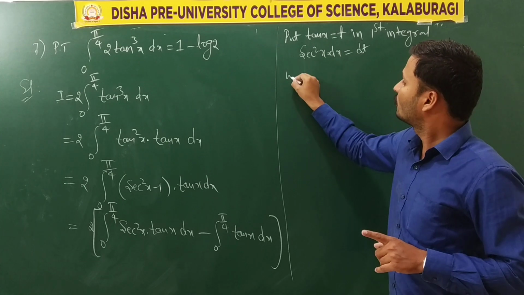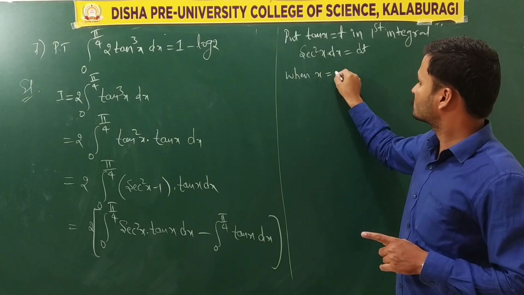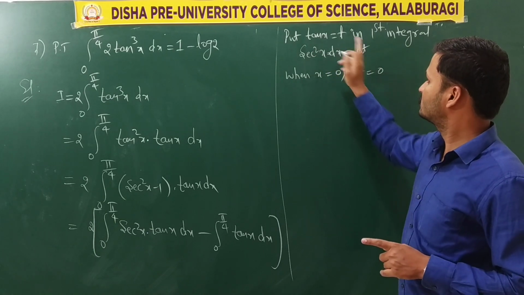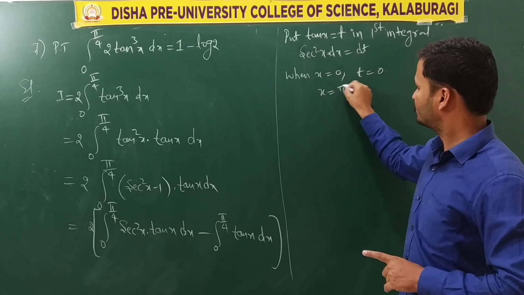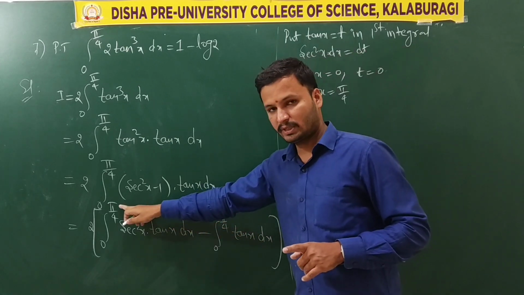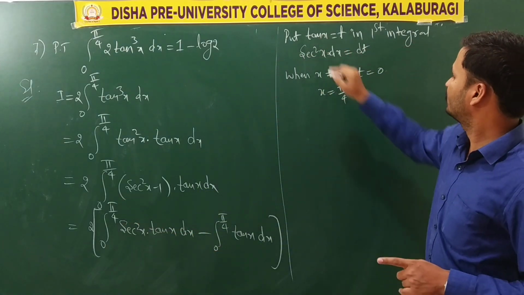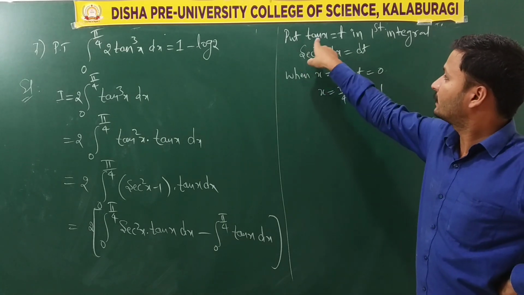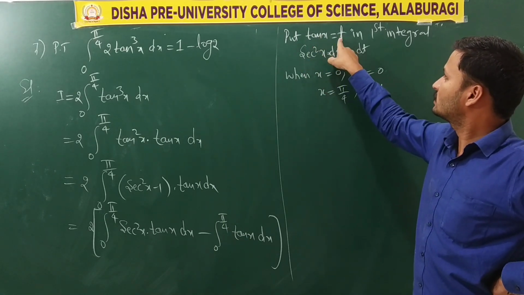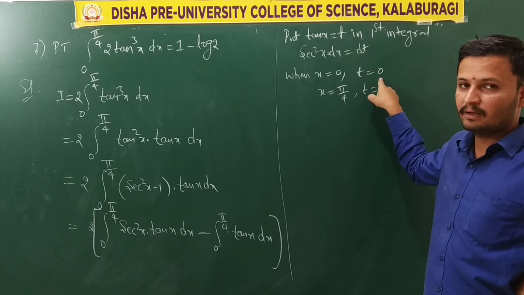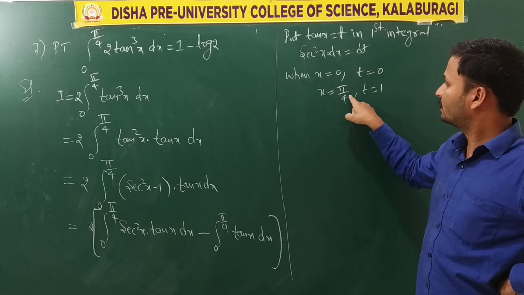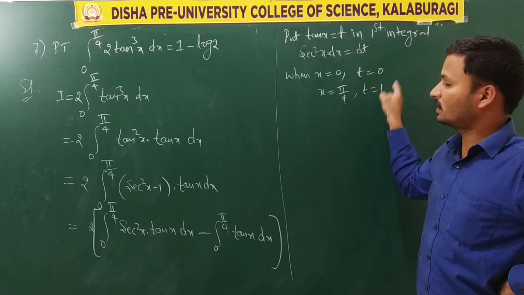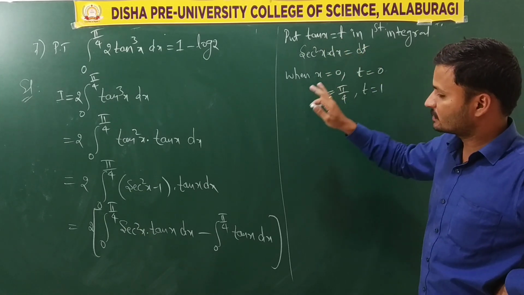So when x is equal to 0, then t is equal to 0 because tan 0 is 0. When x is equal to pi by 4, tan of pi by 4 is equal to 1. Understood? Put 0 in the place of x: tan 0 is 0, so t value is 0. When x is equal to pi by 4, put pi by 4: tan pi by 4 is 1, so t is equal to 1. Let us put all these in the first integral.